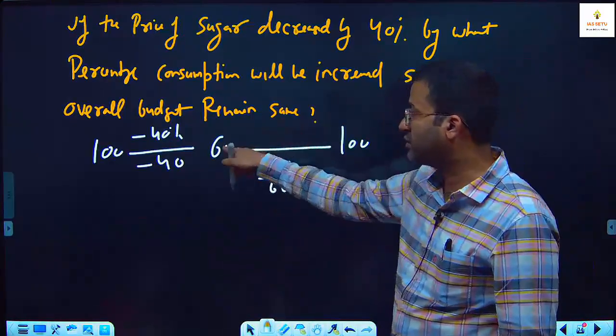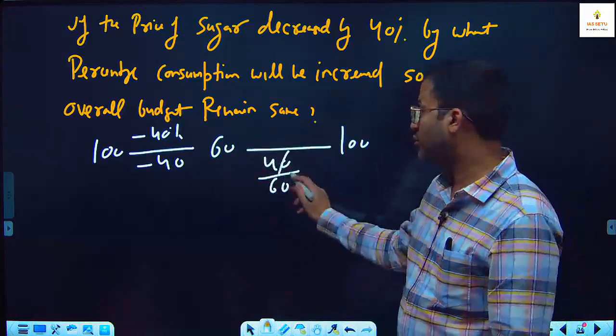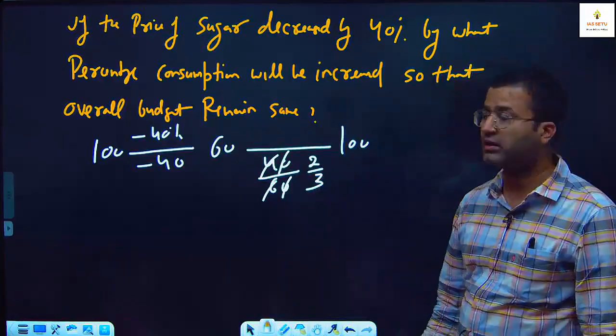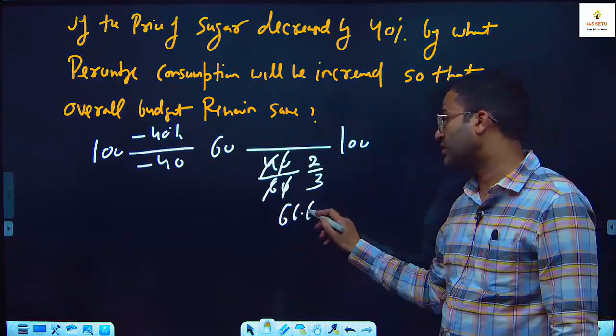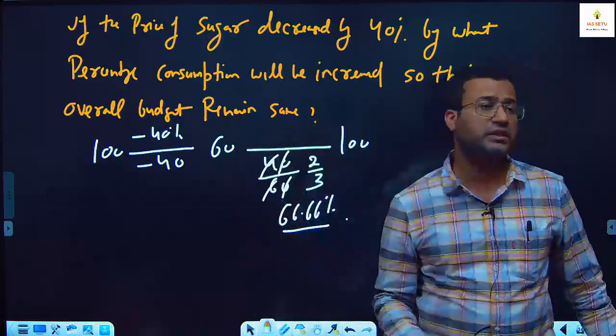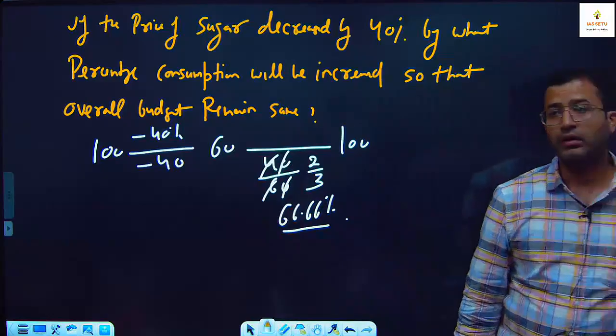So there is an increase of 40 over 60. मुझे 60 के ऊपर 40 बढ़ाना है. 0 0 cancel. It is 2 by 3. 1 by 3 is 33.33%, 2 by 3 is 66.66%. So here consumption will be increased by 66.66%. Try one more question.